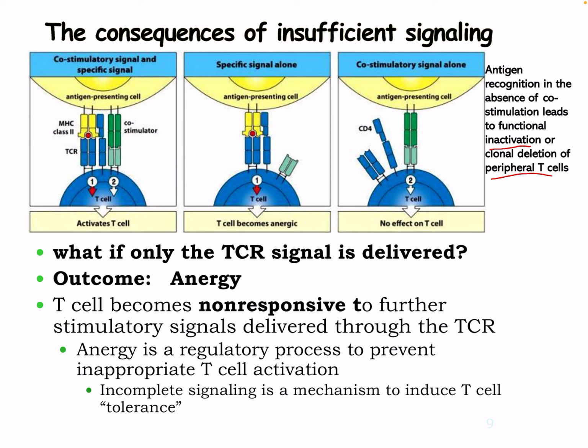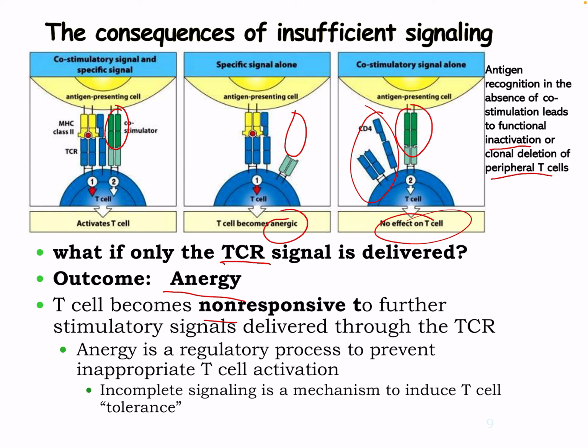So here we see in a normal T cell, we have a co-stimulator. Here we do not, and this T cell becomes anergic. And if we only have the binding of the co-stimulator, with signal 2 only, and we never had our CD4 and MHC bind, then we also don't have an effect on the T cell. So if the co-stimulator is the only signal delivered, we have anergy.